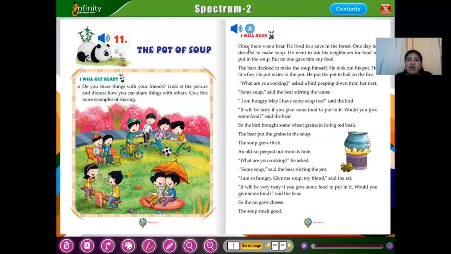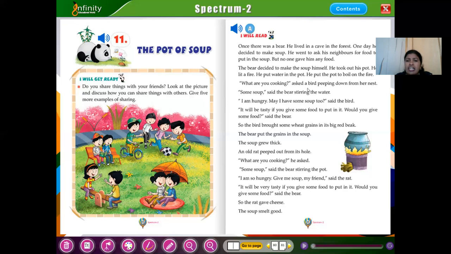So just observe. Once there was a bear. He lived in a cave in the forest. One day he decided to make soup. He went to ask his neighbors for food to put in the soup. But no one gave him any food. The bear decided to make the soup himself. He took out a pot. He lit a fire. He put water in the pot. He put the pot to boil on a fire.